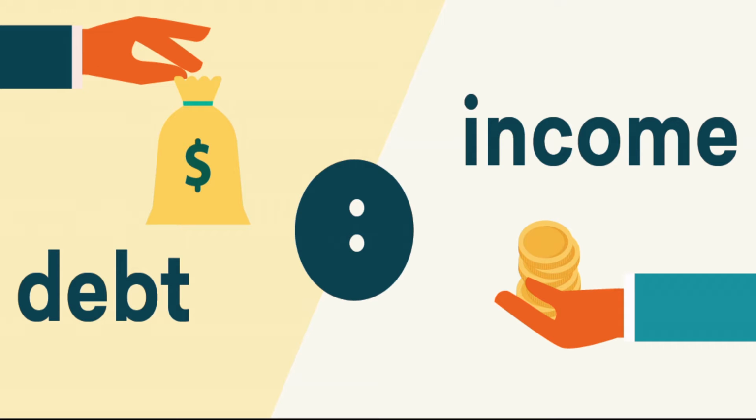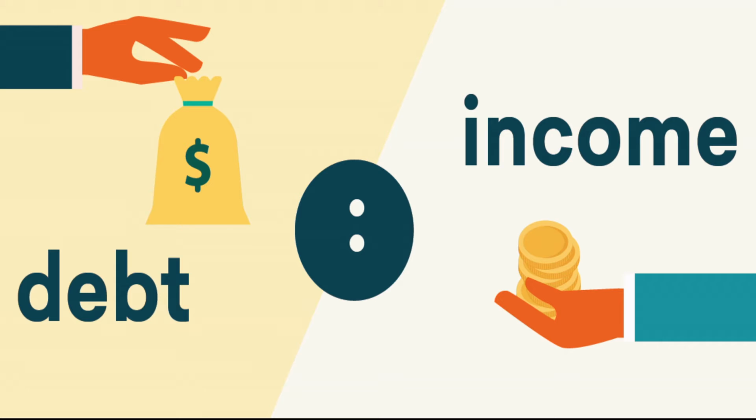To start off with what it is, your debt to income ratio, or DTI, is the percentage of your monthly income that goes towards paying your debt. Now, it's important not to confuse your debt to income ratio with your credit utilization, which represents the amount of debt you have relative to your credit card and lines of credit limits.